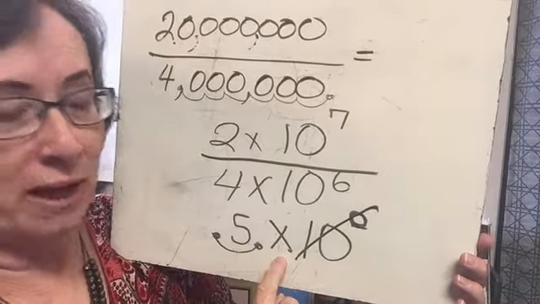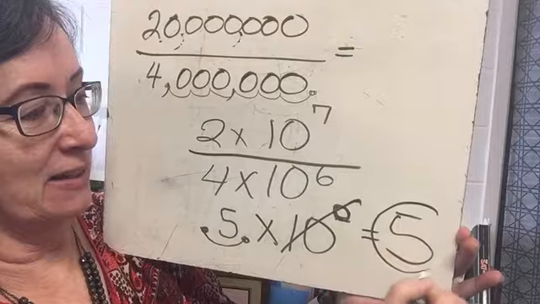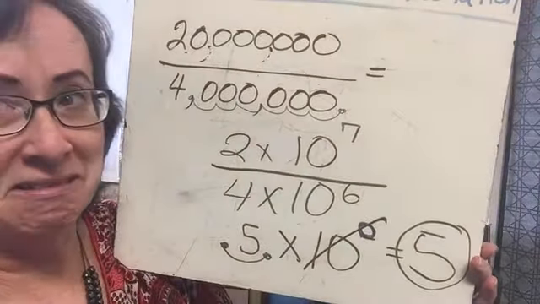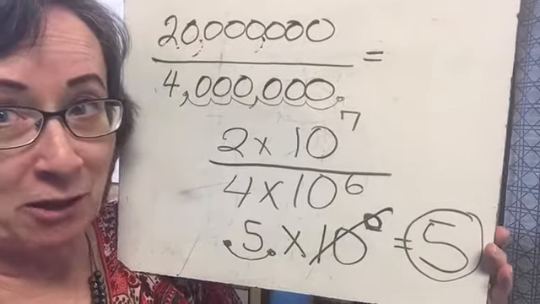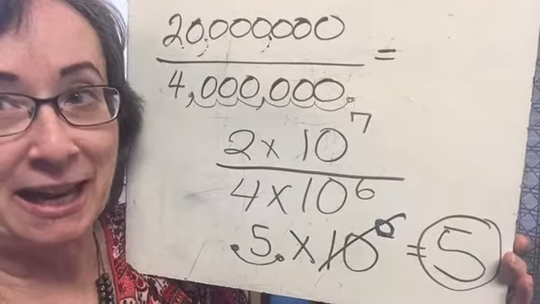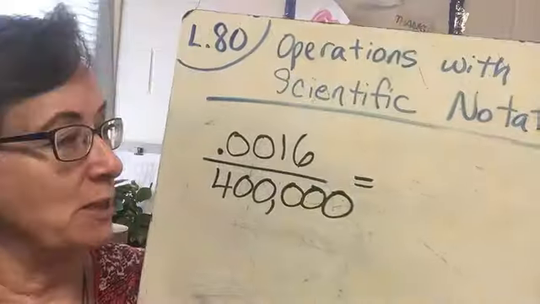5 times 1 is 5. So the answer, 20,000 divided by 4,000, is 5. We probably knew that before we did all of that work, but we're talking about scientific notation, and it was a good example. Okay, so here we have another division problem.